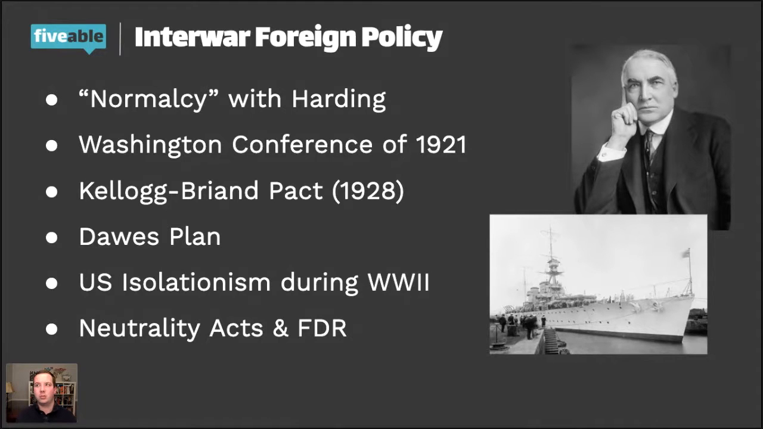Japan goes, shoot, we need those. We're expanding for resources. We can't win a long war, but we can win a short war. And so they try to do that knockout punch that turns out to be Pearl Harbor. So you should be aware of the Neutrality Acts and how FDR tries to get around them, partially by embargoing Japan once they invade China.